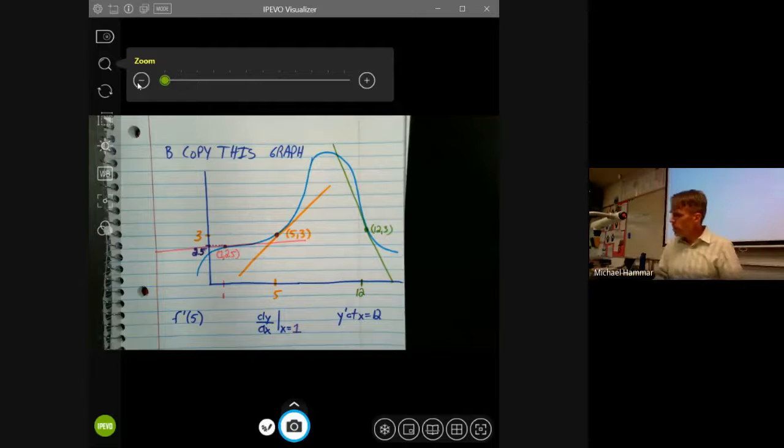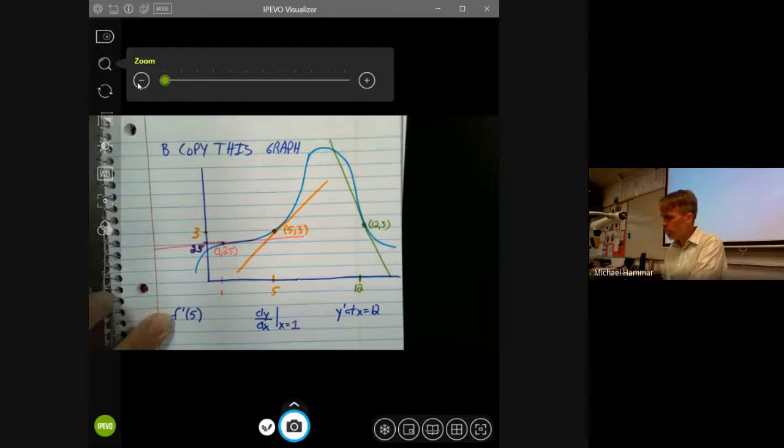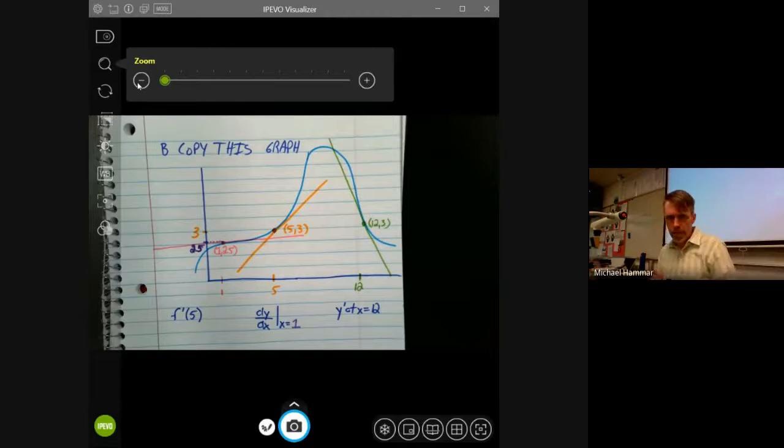Okay, so here we go. If we take a look at this, you will notice that we have f prime at 5. So what that means is we want to find the derivative at 5. The derivative is the slope of the line at 5.